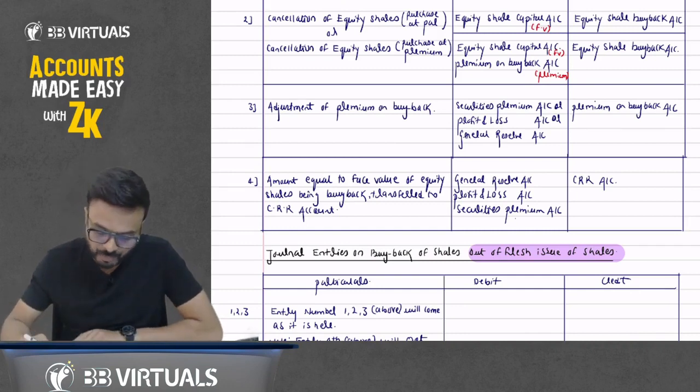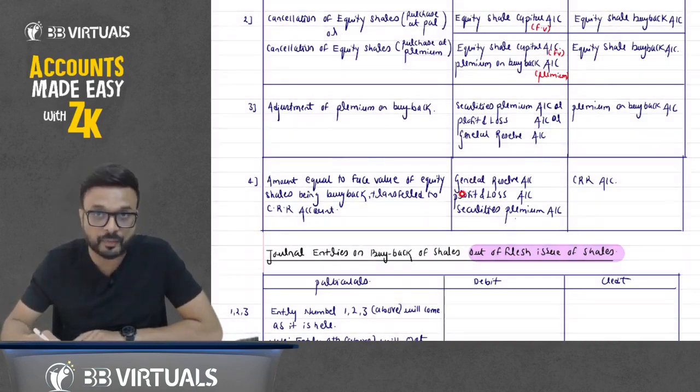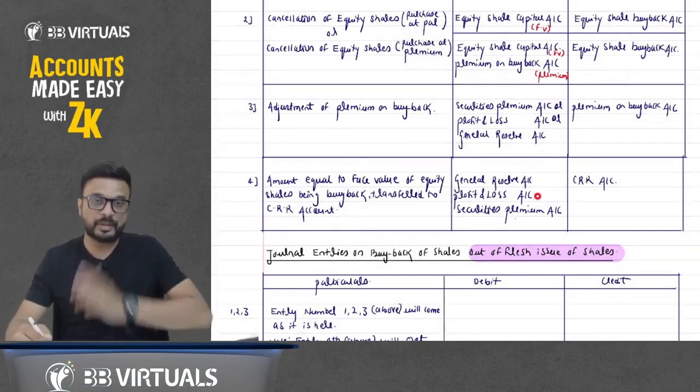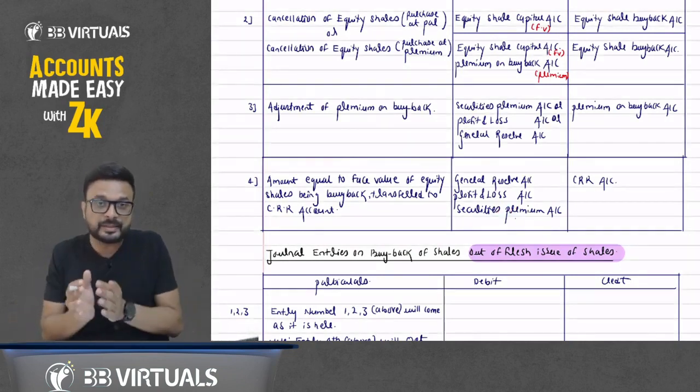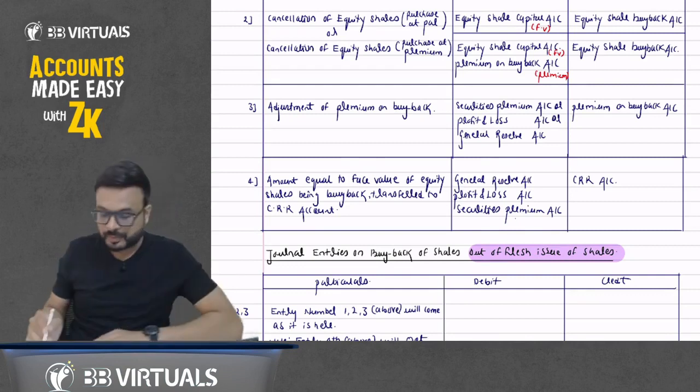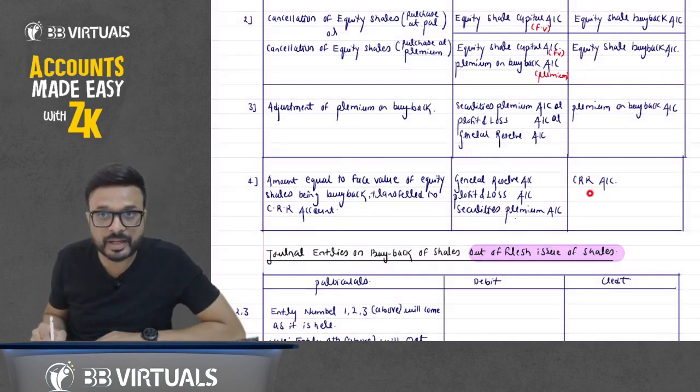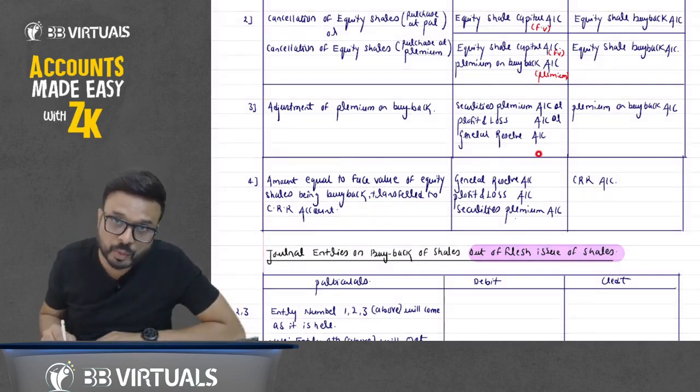So we will debit general reserve account, debit profit and loss account, debit securities premium account. Why are we debiting them? Because we are transferring from these reserves to CRR account. So here, credit to CRR account, an increase in reserve, and you are utilizing this reserve. That's why you debit this reserve.